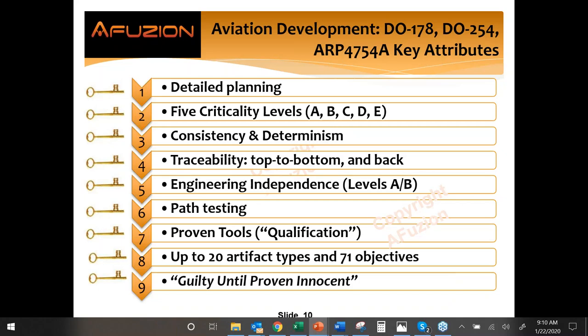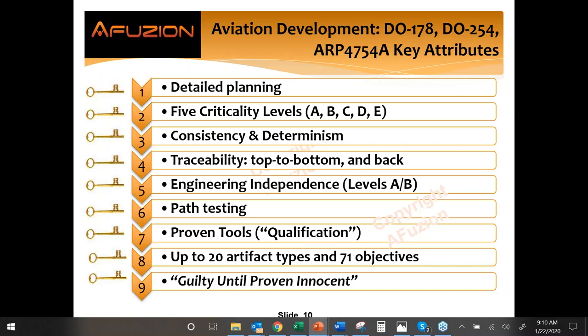The last slide before we discuss the actual failure conditions. Remember, we have these nine key attributes for 178, 254, 4754. First, detailed planning. We have to have approved plans before we design. It's five plans for software, five plans for hardware, and eight planning topics. We don't care how many documents you have. It's eight planning topics for systems and aircraft.